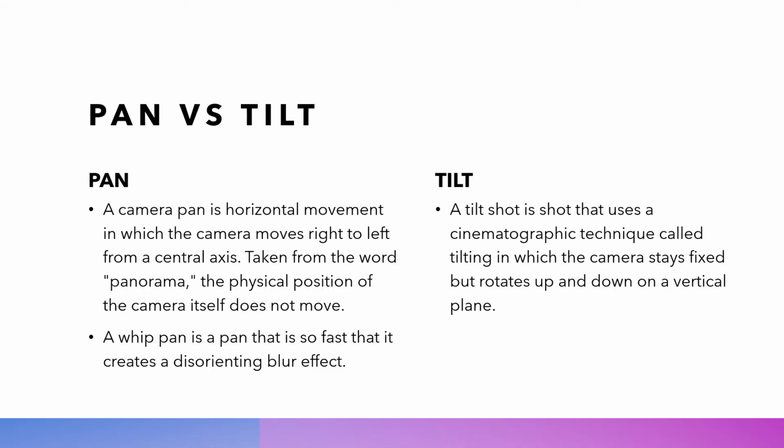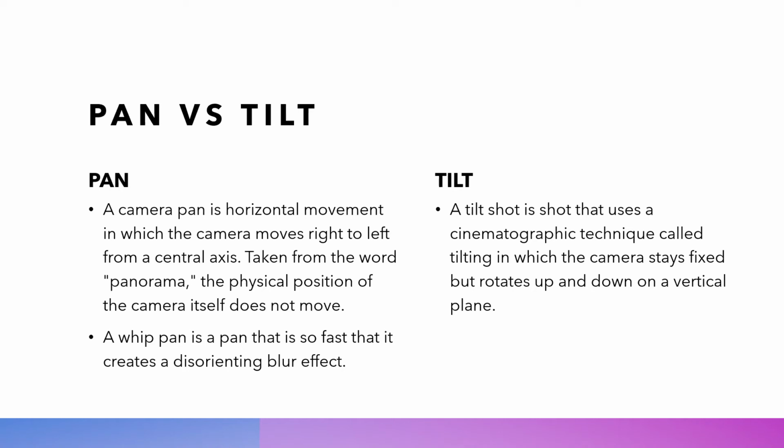The most basic camera movements are the pan and the tilt. A camera pan is a horizontal movement in which the camera moves right to left from a central axis. Taken from the word panorama, the physical position of the camera itself does not move. A whip pan is a pan that is so fast that it creates a disorienting blur effect. A tilt shot is a shot that uses a cinematographic technique called tilting, in which the camera stays fixed but rotates up and down on a vertical plane.